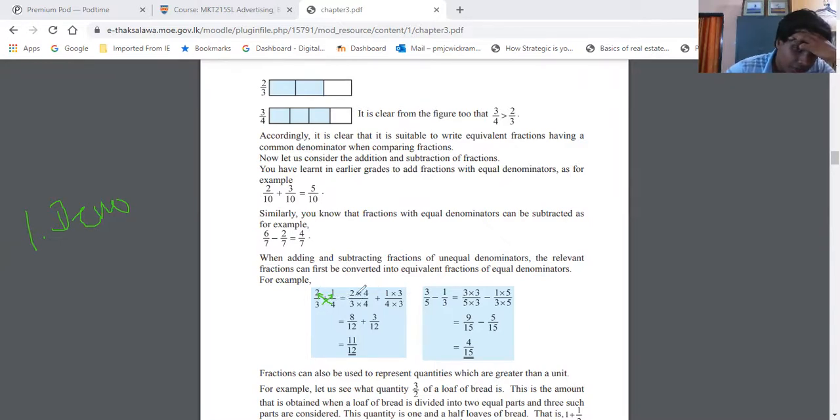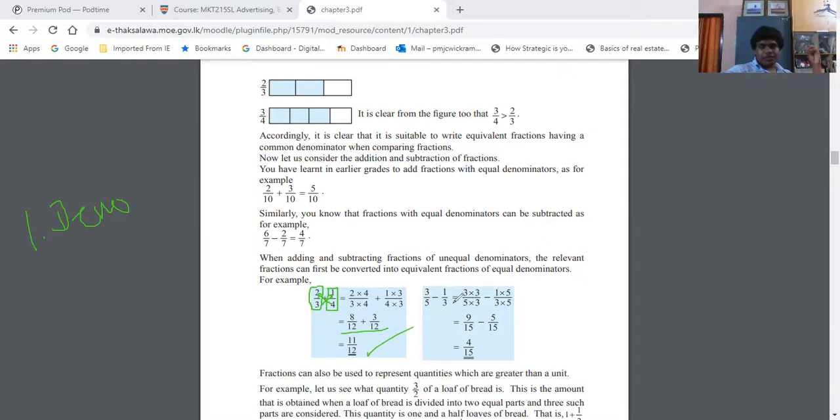4 into 2, 8. 4 into 3. When I say cross multiply, take 4 and multiply the whole fraction. So 1 into 3, 4 into 3, 11 over 12 is your answer.